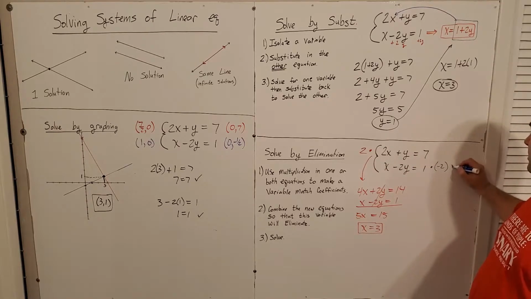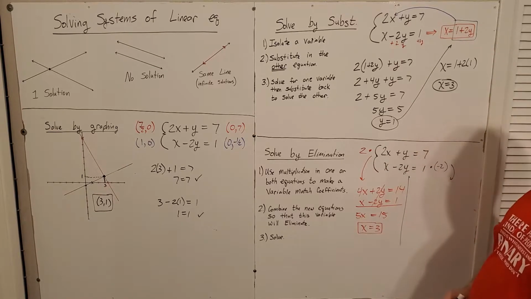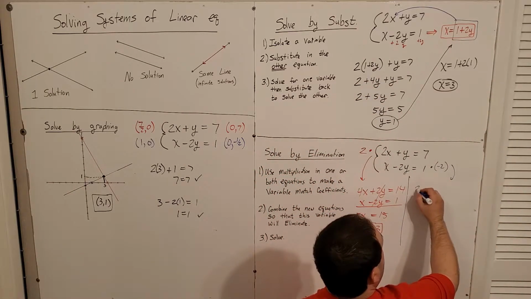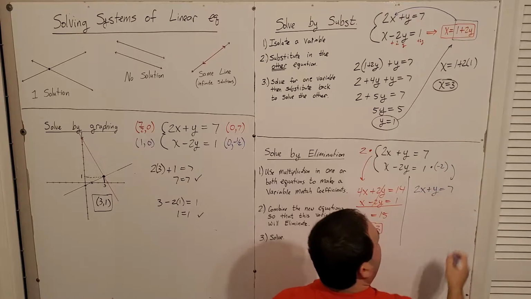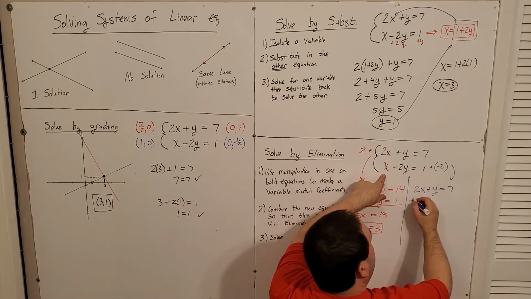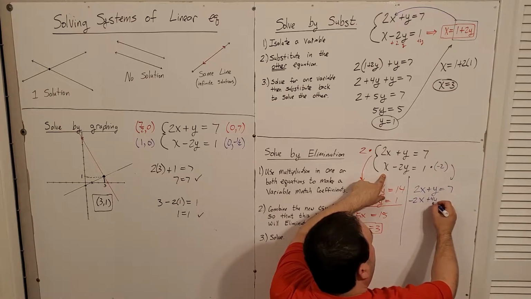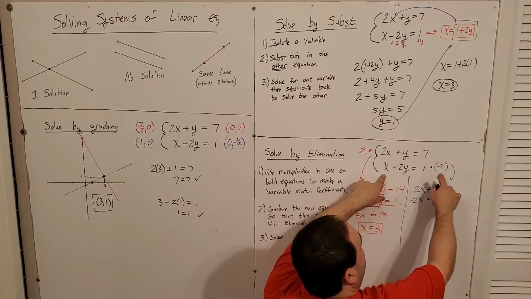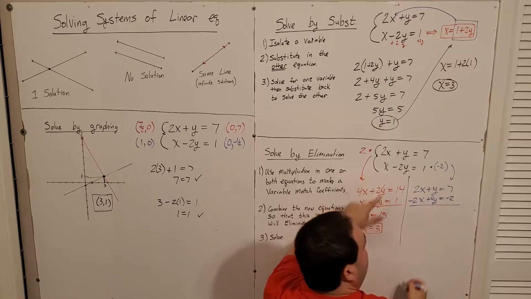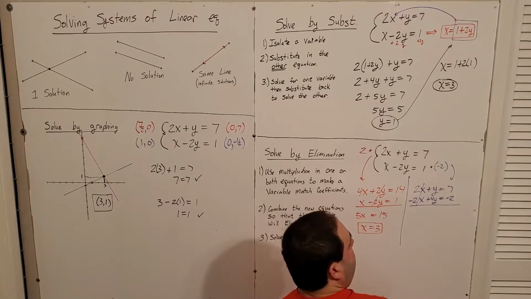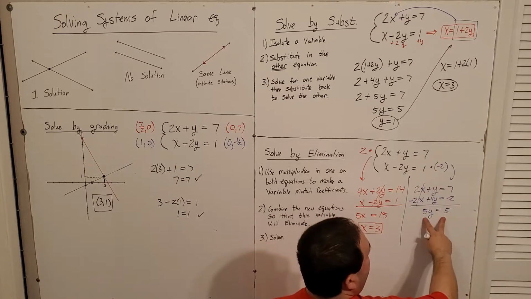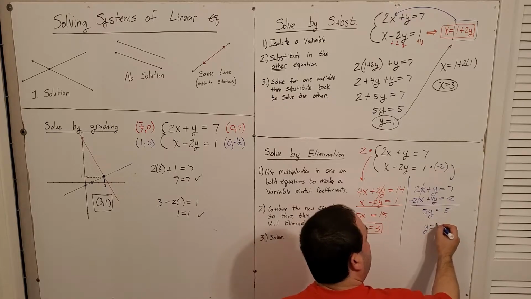If I multiply times negative 2, I'll get another version of the system where the top equation is still the same, 2x plus y equals 7. But the bottom equation is multiplied by negative 2. So I have negative 2x plus 4y, since negative 2 times negative 2 is 4, and then equals negative 2 here. Now combine those two equations. These two are going to add to 0. I have 5y equals 5. I divide both sides by 5, and I get y equals 1.